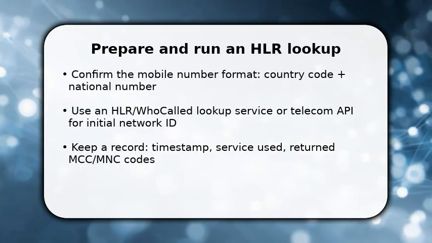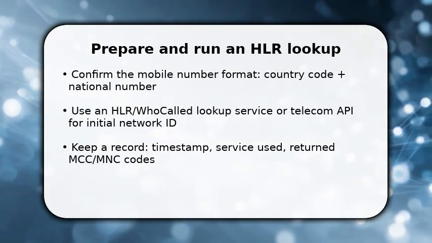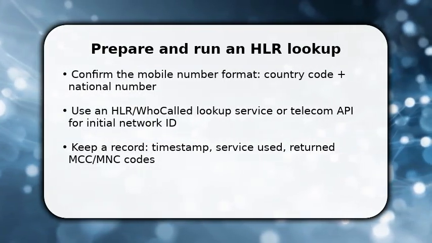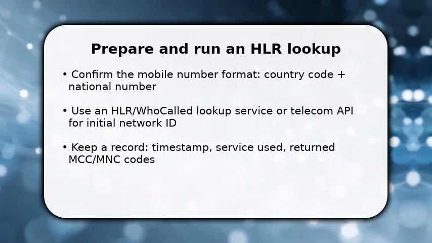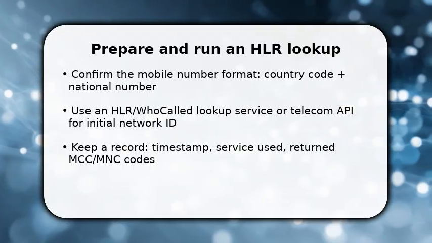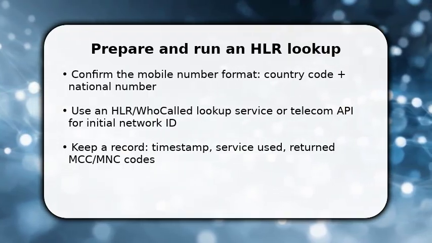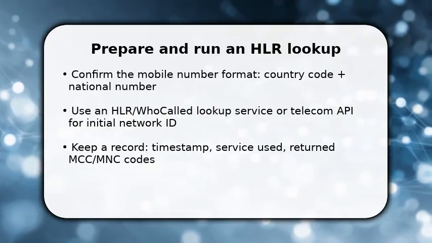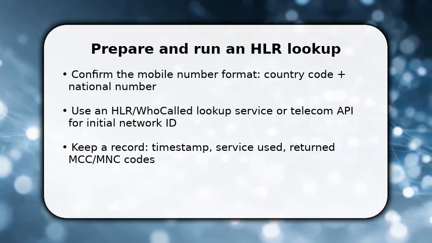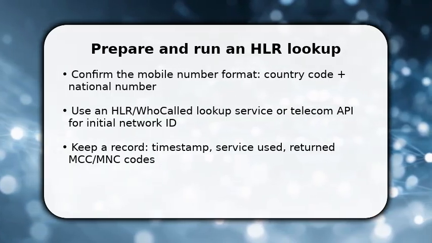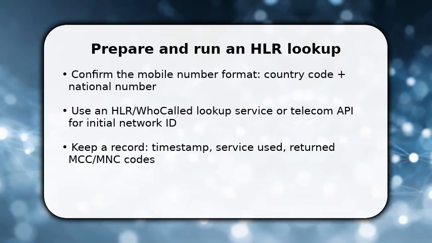You start by ensuring the number is in E164 format with country code. This prevents false matches. Next, query an HLR or number insight service to resolve the current network and roaming status. Once done, note the returned MCC/MNC and operator name because that is the canonical network identifier. Save the timestamp to track changes.